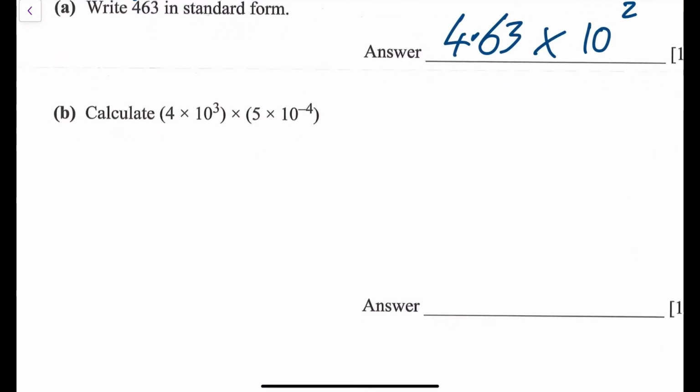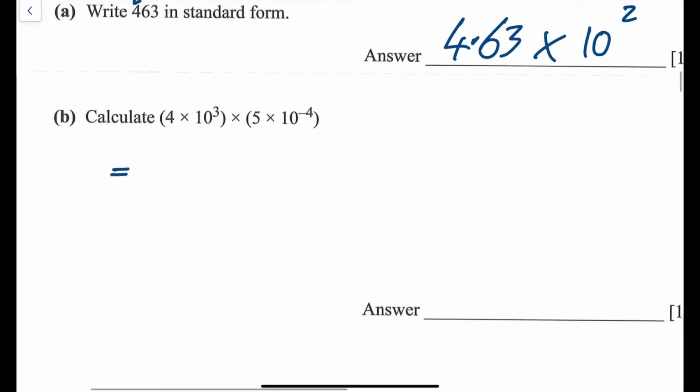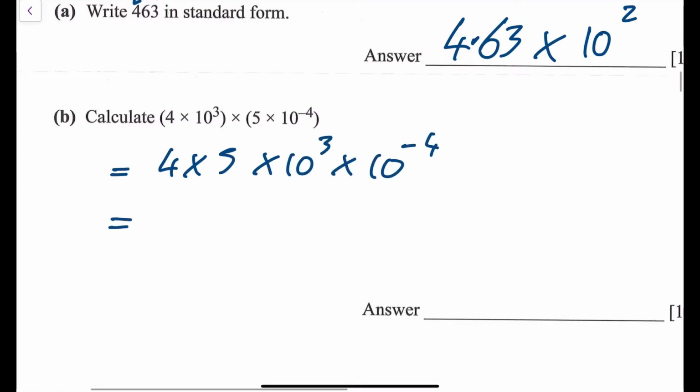Next one, lovely wee question. This is about reordering multiplications. So we could change this to do 4 times 5 first, and times 10 to the power 3 times 10 to the power minus 4. And that is 20, and then adding your powers, that's 10 to the minus 1.